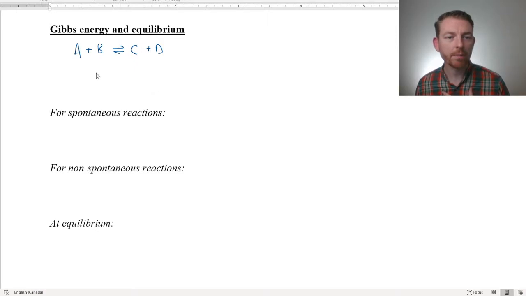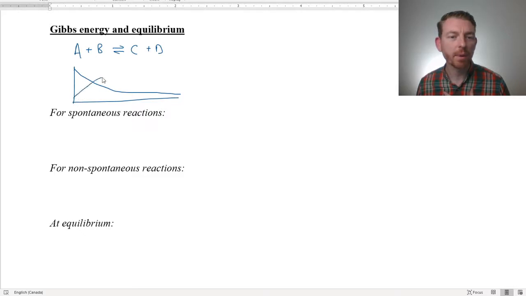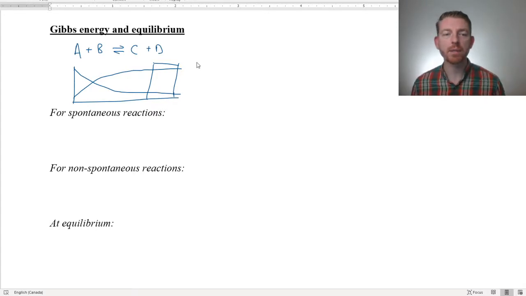So if we start with only A and B, or let's just focus on A to start with, we have an amount of A, and this will be in time, and that's going to go down towards zero, but it may not reach it. And let's say that C is going to be building up at the same time, and it's also going to reach some sort of level or percentage of concentration in the solution. And that ratio is going to remain stable over time. So that's the period that we're looking at when we talk about equilibrium.